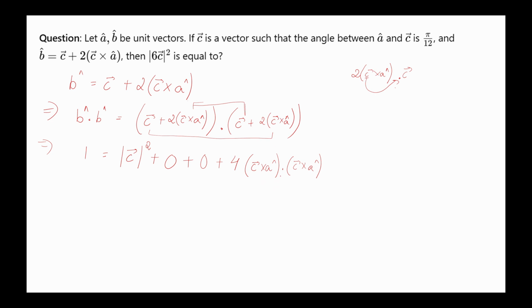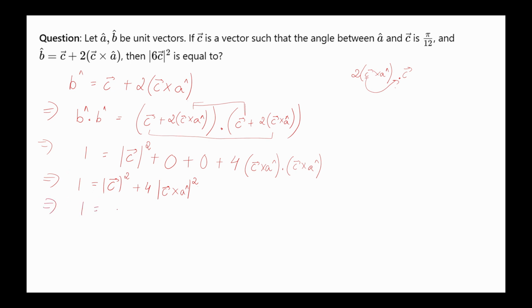Now this entire term, since we are taking the dot product and it is the same quantity that we are taking, this would become 1 is equal to c vector modulus square plus 4 times c vector cross a cap whole square. So this is what we are getting. Now let us try to simplify this further.